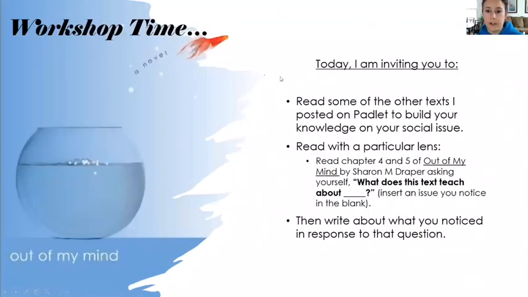So today I'm inviting you to read some of those other texts that I posted on Padlet and build up your knowledge on your social issue. And then I want you to read with a particular lens. Then go and read chapters 4 and 5 of Out of My Mind and ask yourself, the whole time you're reading, what does this text teach about blank? Pick one social issue that you've been noticing and then write about that. What did you notice? Write your thinking in very much the same way that I did.